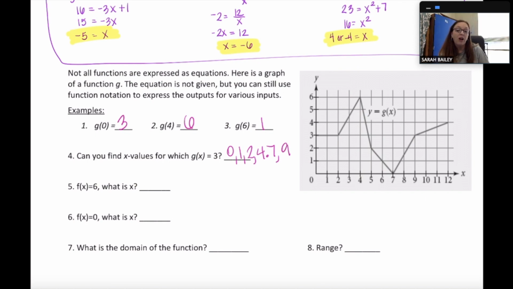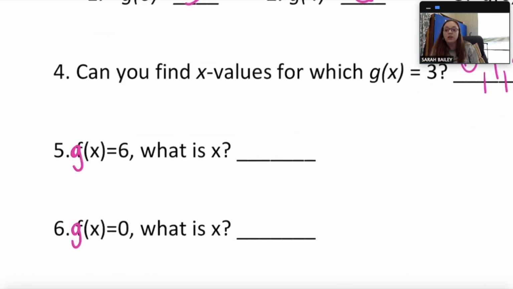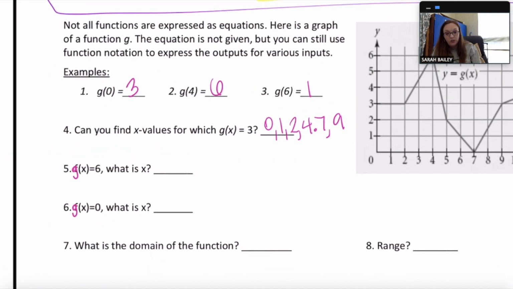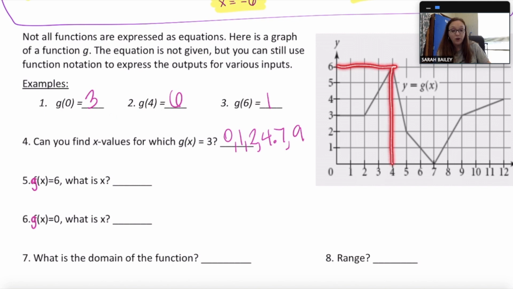Now, number 5 and 6 both have a typo. It says if f of x, make that say g of x. So number 5 says if g of x is 6, what is x? So meaning if the y value is 6, what's the x value? So I'm going to go from 6 on the y-axis until I hit my graph. And when I do, I hit it here, which corresponds to an x value of 4.